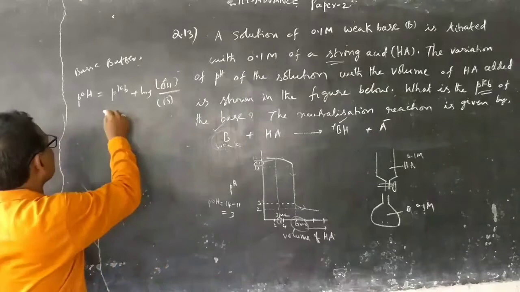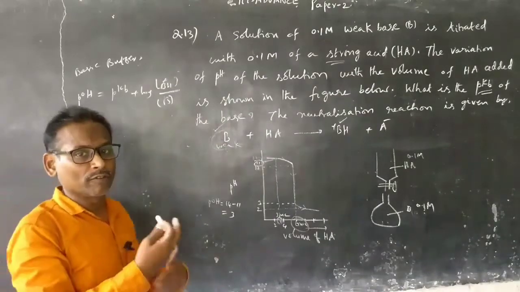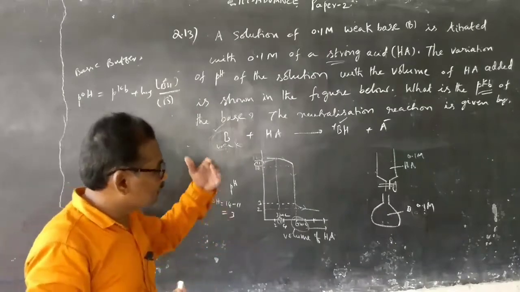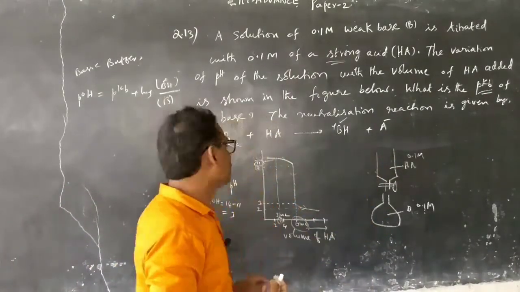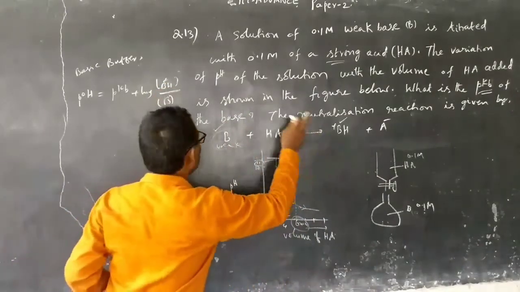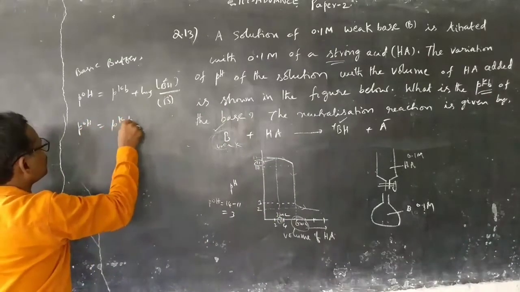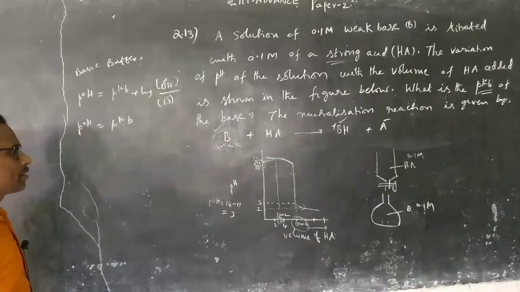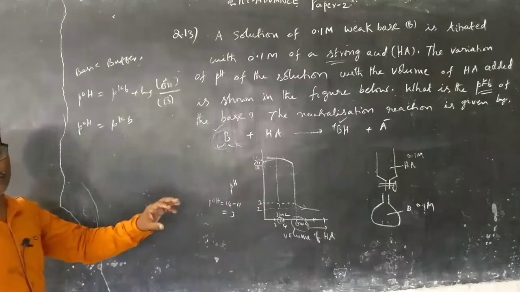That means at the time of forming the buffer, only 50% of this base is neutralized on addition of the strong acid. Then both will be equal amounts. This and this will be equal amounts. That means we get pOH equal to pKb. That situation is arising at the stage of half neutralization of the weak base, which results in a buffer.